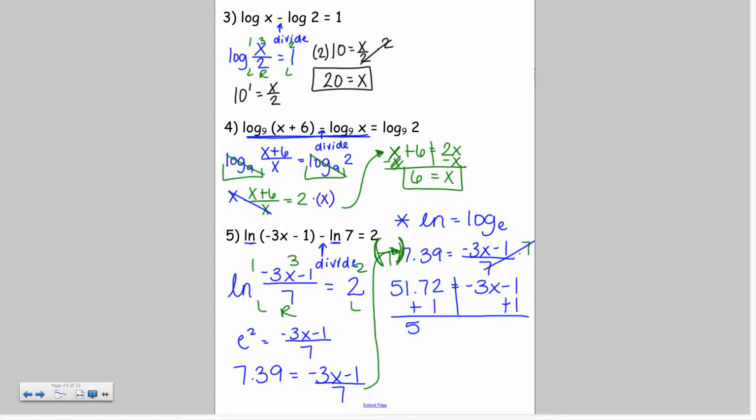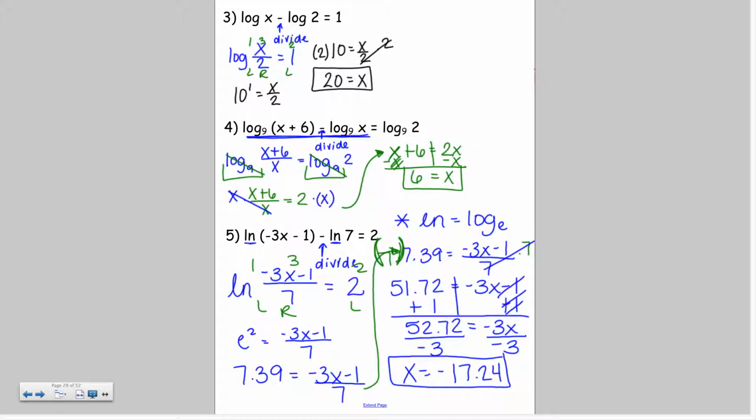So that's 52.72 is equal to negative 3x. And negative 1 plus 1 cancels out. Then I'm going to divide by a negative 3. Okay? And when I put that into the calculator, x is going to be equal to negative 17.24. And that's going to be my answer.